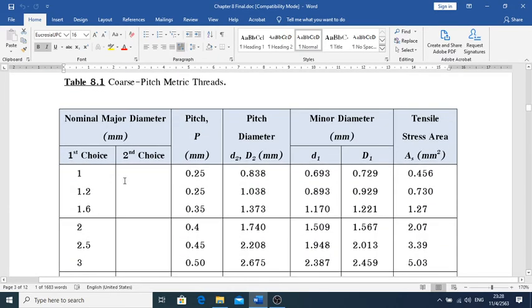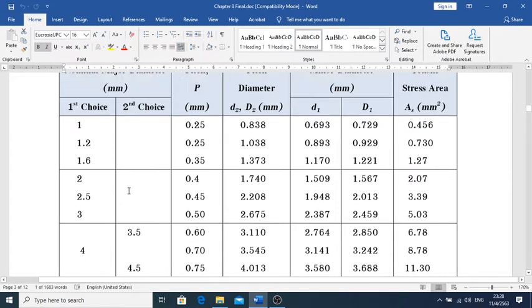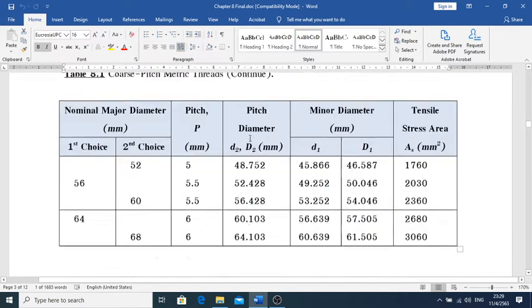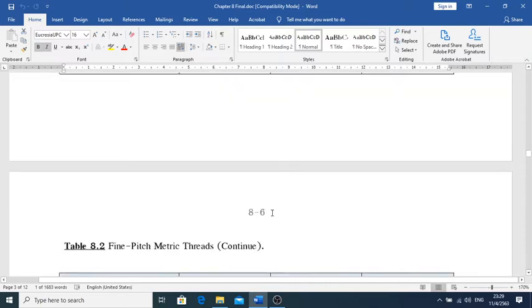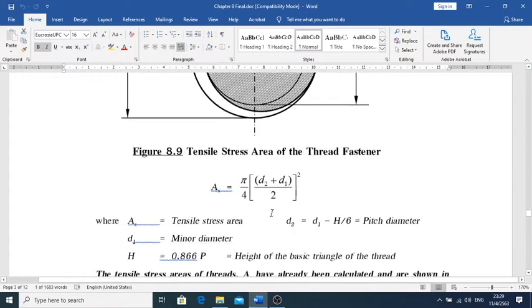Okay. So therefore, the nominal major diameter is the first choice there. This is going to be the things that are most available. The second choice is going to be difficult to find, things like that. Okay, the pitch, D2, D1, the small d1 and the capital D1 respectively. A sub S is the tensile stress area. Okay, I'm going to show you up there. A sub S, I jump over it. Okay, I would like to show you up here. A sub S is shown in the figure up here.